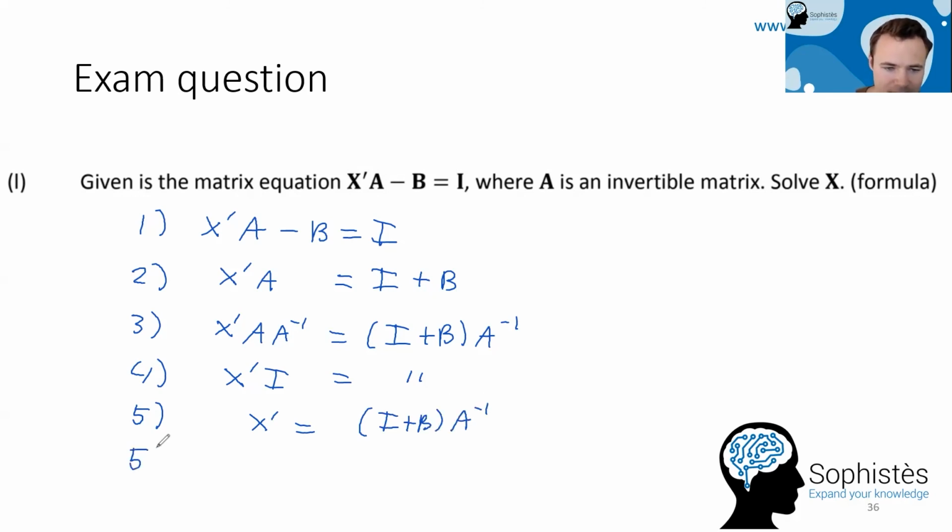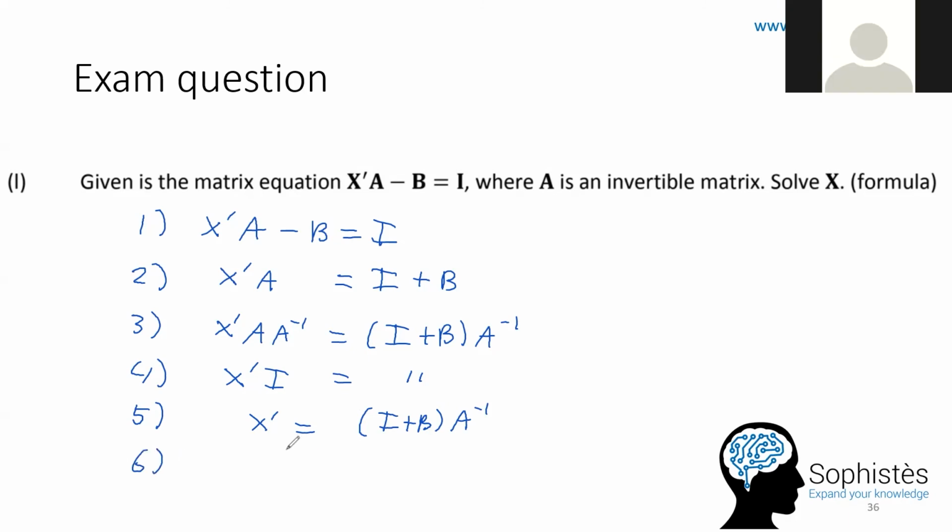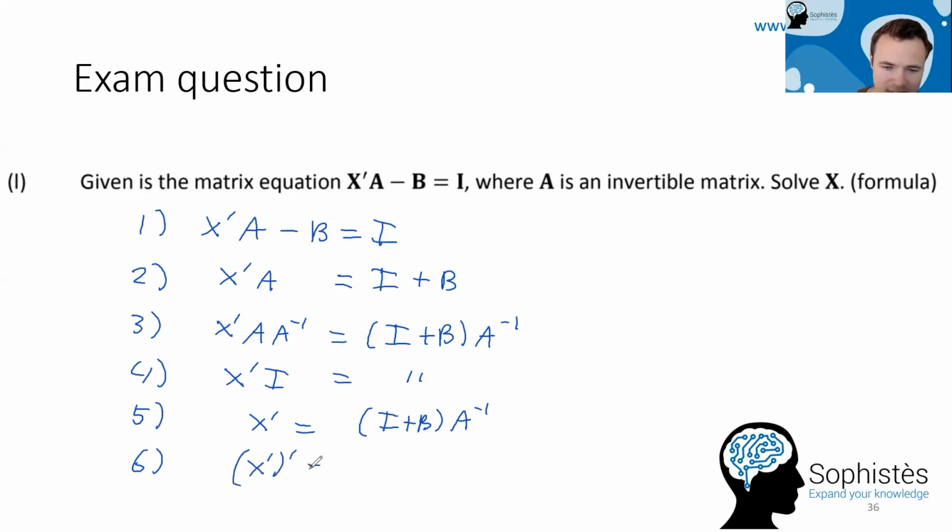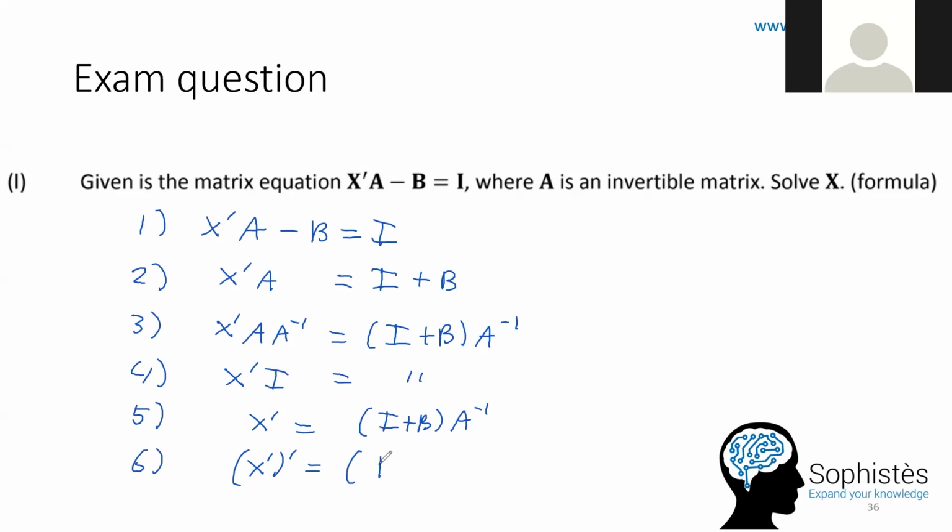So then how can I get rid of this? I primed that x prime. Yes, very good. So that gives us I plus B A inverse prime.